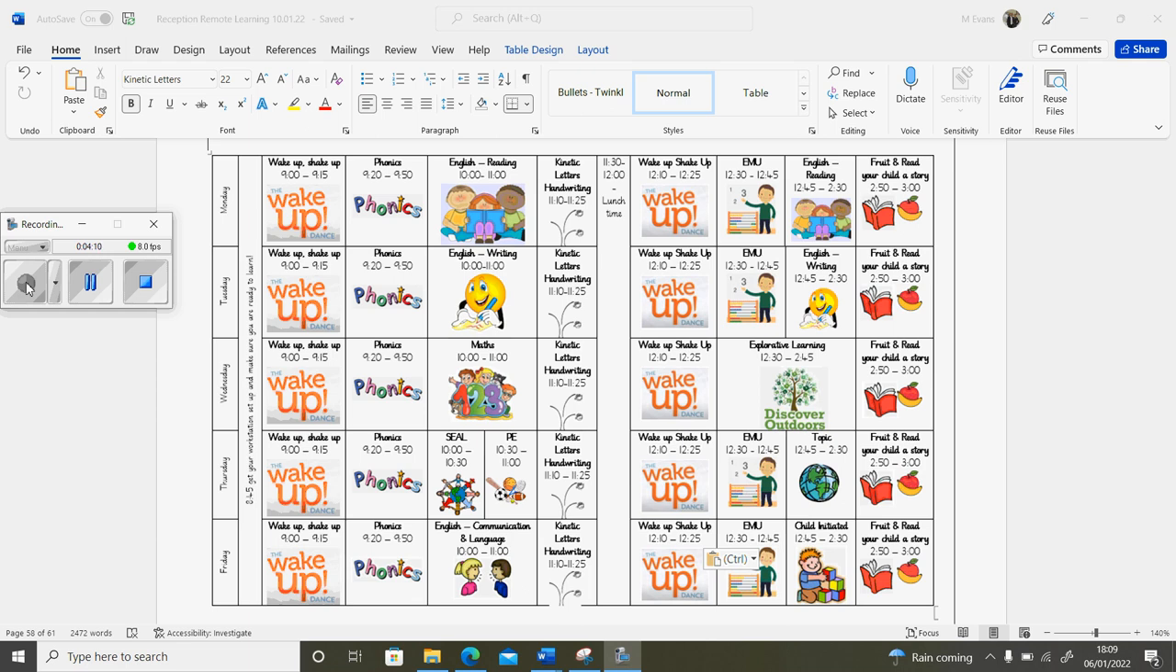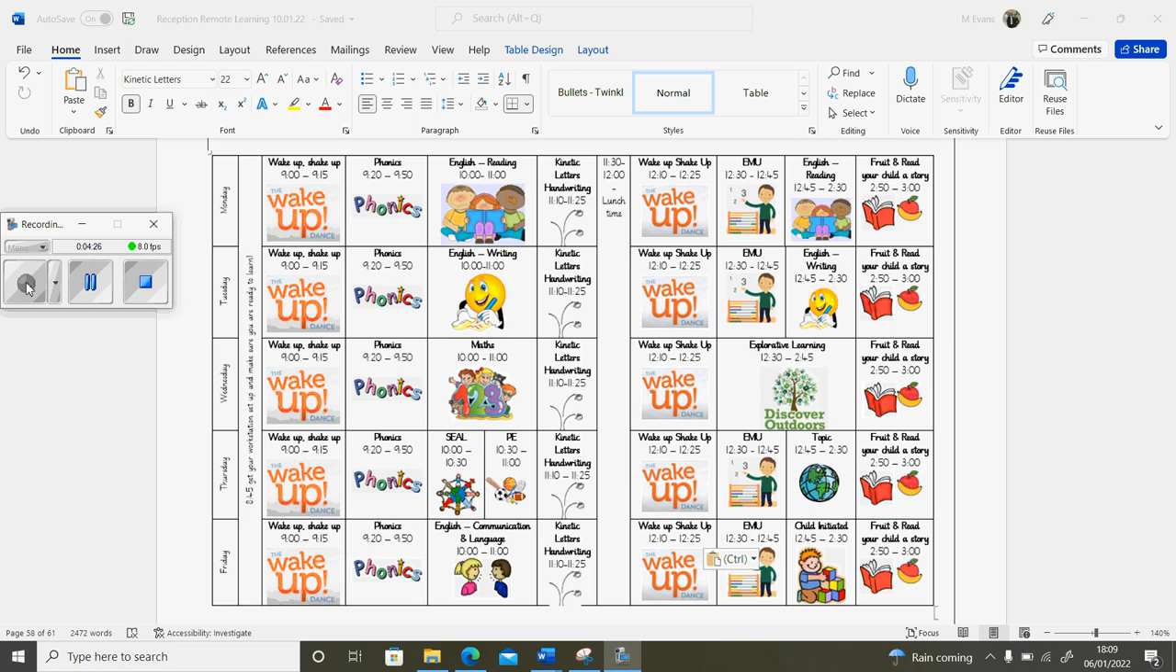So please, we'd love to see any pictures on Tapestry. Send them in to Mrs. Fellows in early phase as we'd love to see your work. Then we've got fruit and a story at the end of the day. Then finally, it's our Further Learning Friday.